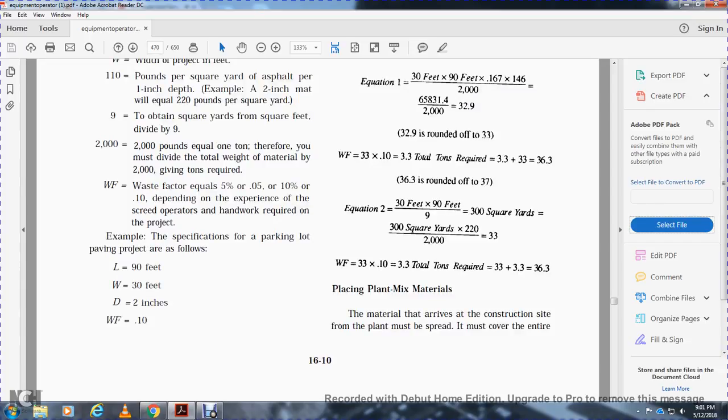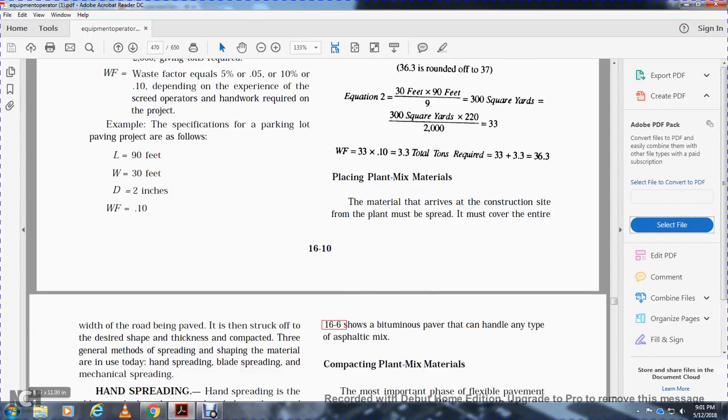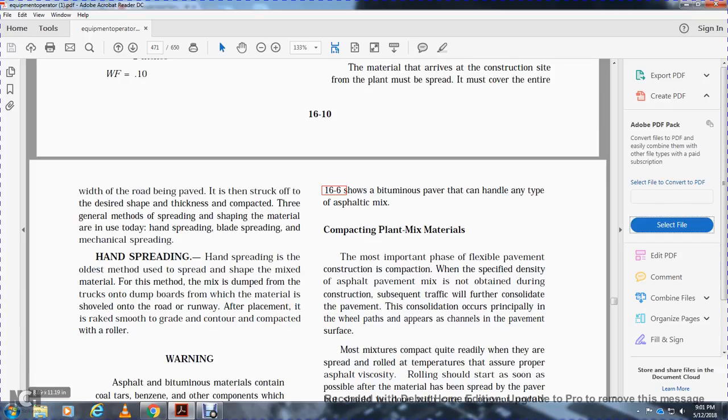Placing plant mix materials. When materials arrive at the construction site, the plant mix must be spread. It must cover the entire width of the road being paved and be struck off to the desired shape and thickness of the compacted mat. There are 3 general methods of spreading the material used today: hand spreading, blade spreading, and mechanical spreading. Hand spreading is usually the oldest method of spreading. The mixture is dumped from the truck onto dump boards, from which the material is shoved off onto the road or runway, and after placement it is raked, smoothing the grade and contour for the compaction roller.